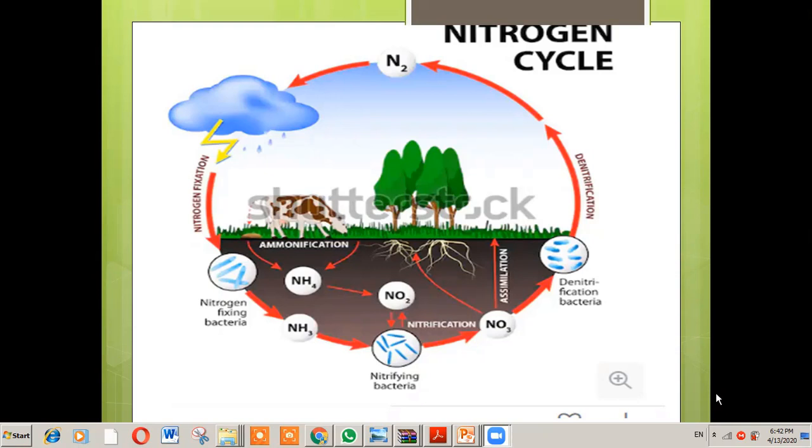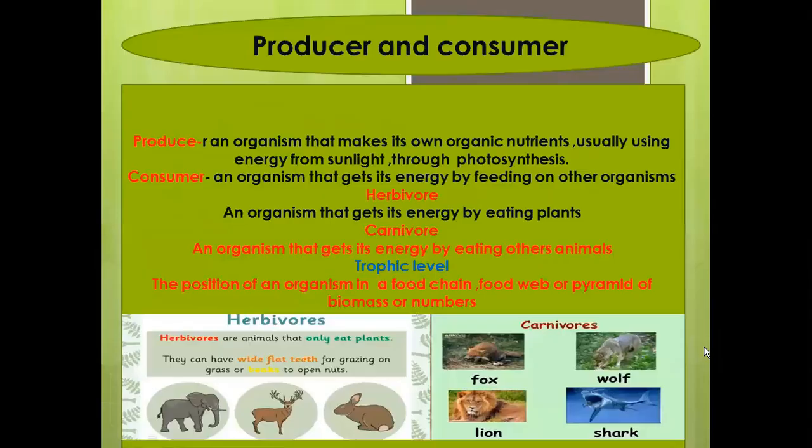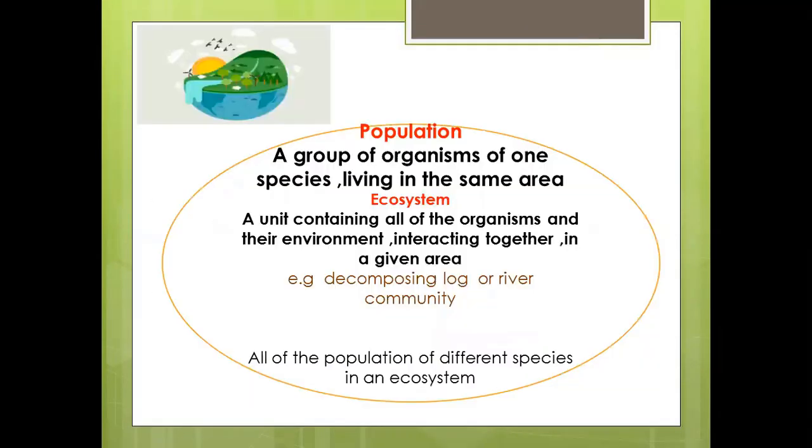We are going to study a small part from chapter 3, energy flow. First of all, let's start with a small part from the last period about population and ecosystem. So I remind you of a small piece of information about population and also ecosystem. Population means a group of organisms of one species living in the same area. So focus with me. Ecosystem is a unit containing all of the organisms and their environment interacting together.